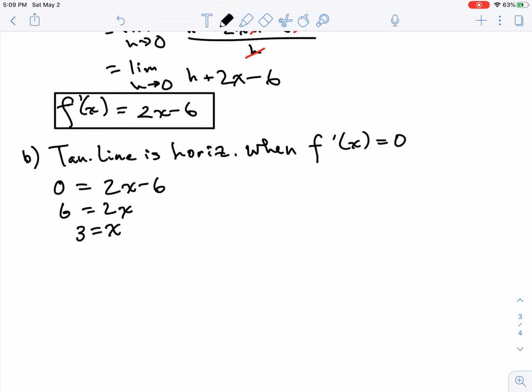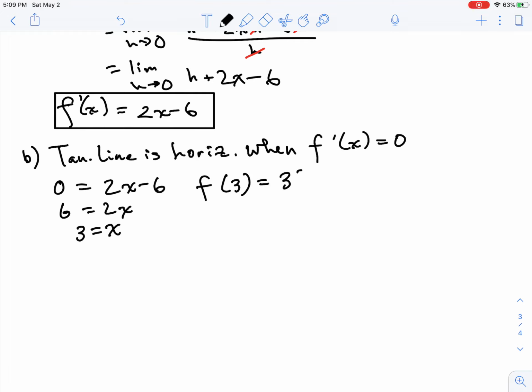So where is our tangent line going to be horizontal? When x is equal to 3. Well, when x is equal to 3, what's our y value? We just want to plug x is equal to 3 back in. But be careful where you plug it in. We're plugging it back into our original function because we're trying to find the y value on our function.